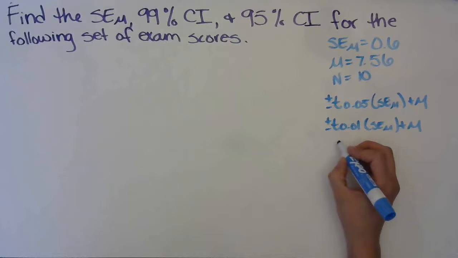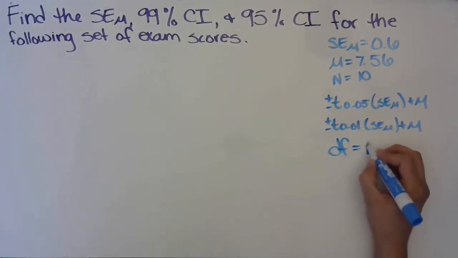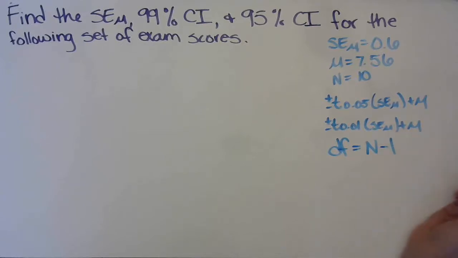So the formula for degrees of freedom for standard error of the mean is n minus 1. So if we look up here, our n value is 10. So when you subtract 1 from 10, you are left with 9. So 9 is going to be our degrees of freedom value.